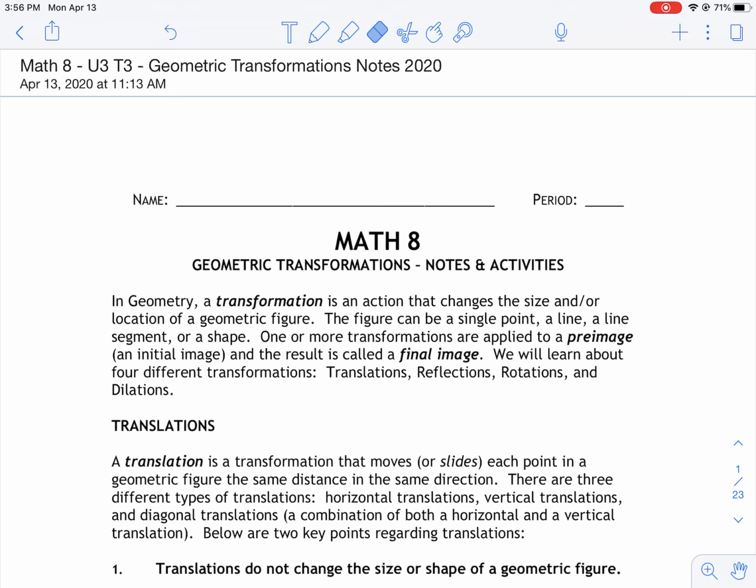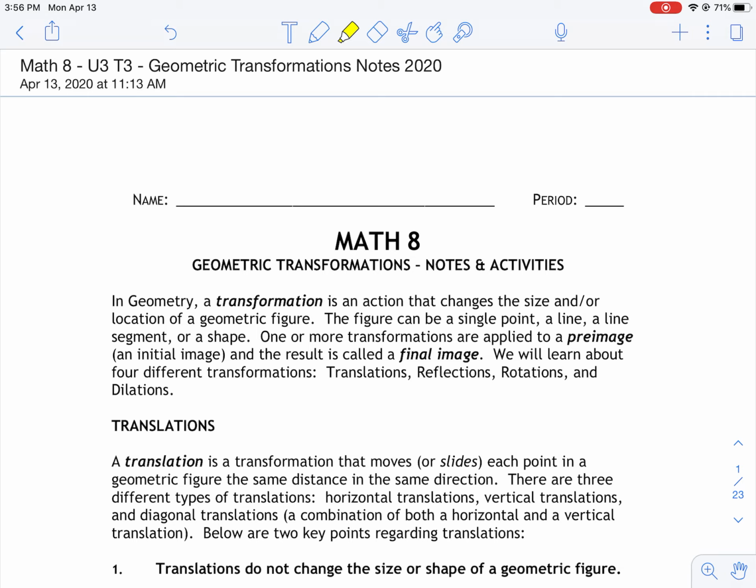Okay, so we have this topic over transformations, and then we'll finish this in April, and then in May we have one more topic over probability, and when we're done with that, we are finished with Math 8, and you'll be ready to go on to Algebra 1. So let's go ahead and get started here.